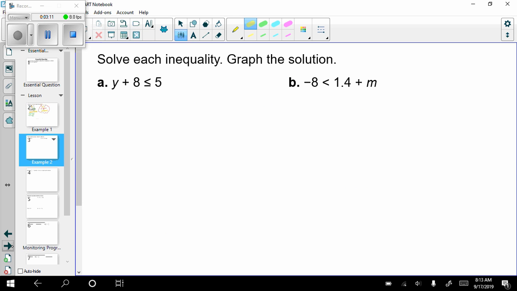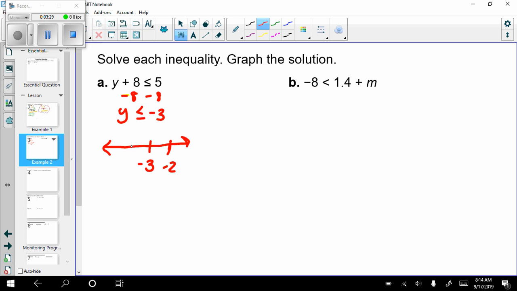Let's go ahead and try these two examples. I'm going to go a little bit faster. Just like this were an equation, I would subtract 8 from both sides. This ends up being y is less than or equal to -3. And here is our solution set. There's our -3, our -2, our -4. We're going to put a closed dot at the -3, and we want solutions that are less than or equal to -3. So we're graphing to the left instead. Again, infinite solutions.